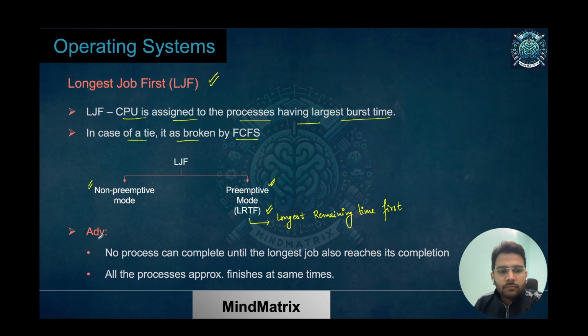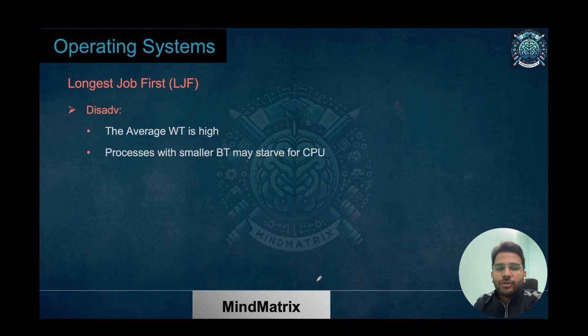Now, what are the advantages? No process can complete until the longest job also reaches its completion. Clear? And it is quite obvious also. First we are scheduling the longest job first, so it is not going to happen that the process which is having smaller burst time is completing first before the process which is having longest burst time. All the processes approximately finish at the same time. So we are going to see some examples also. Before that, let's see the disadvantage as well.